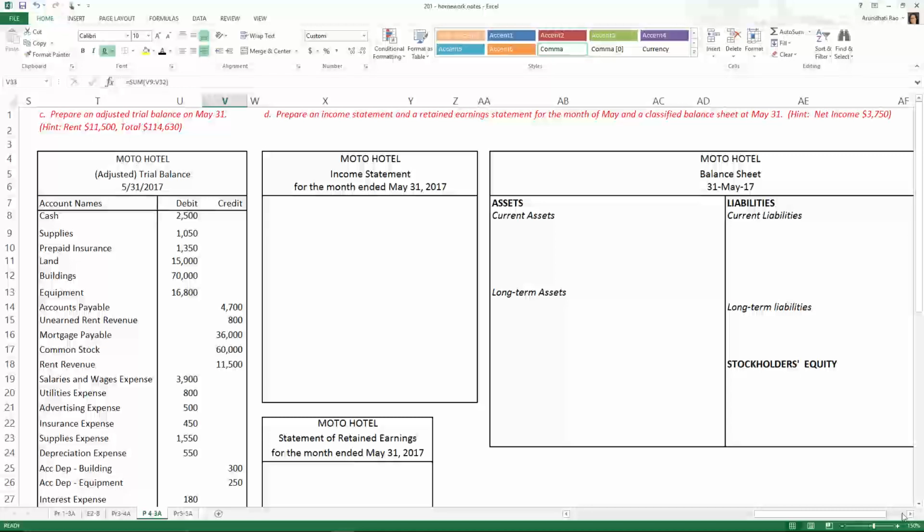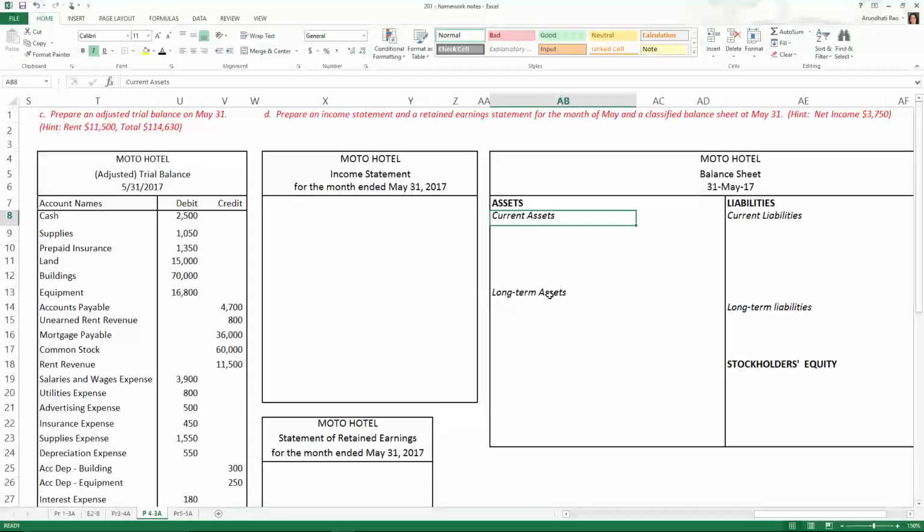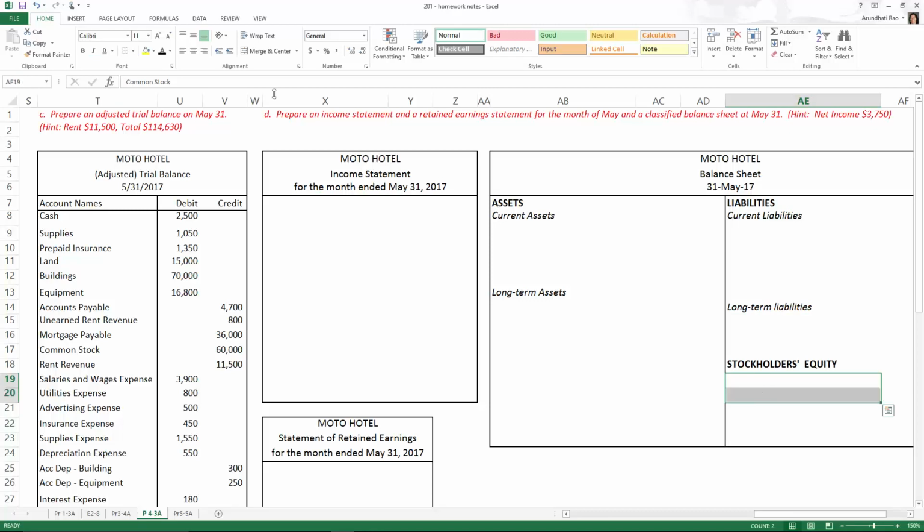Once I have my adjusted trial balance ready, I'm now ready to prepare my three financial statements: the income statement, statement of retained earnings, and the balance sheet. Now, the balance sheet, I have a classified balance sheet where I have current assets, long-term assets, current liabilities, long-term liabilities. I have these listed over here. What we also know is in our stockholders' equity section, there should be only two accounts: common stock and retained earnings, nothing else over there.